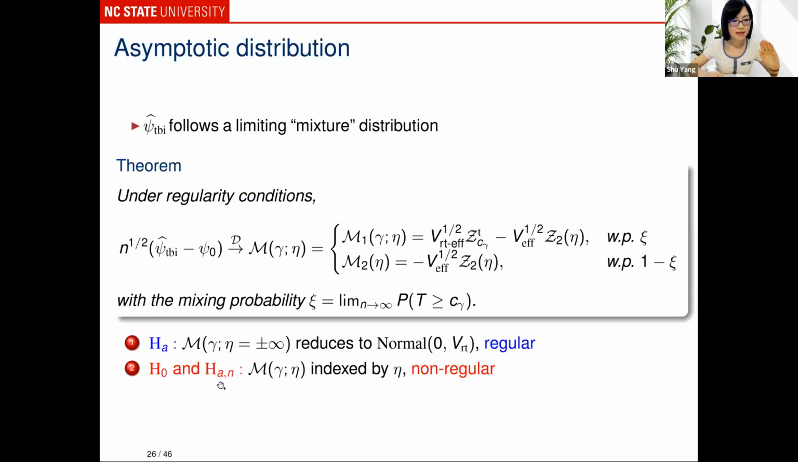While in the second scenario, where we have the null hypothesis and the local alternative, the mixture distribution is indexed by the local parameter eta. That means if the null hypothesis is violated a little bit around its neighborhood, the distribution can jump abruptly. So this entails the non-regularity of the TBI estimator, and it causes trouble for inference, which I will talk about in a minute.